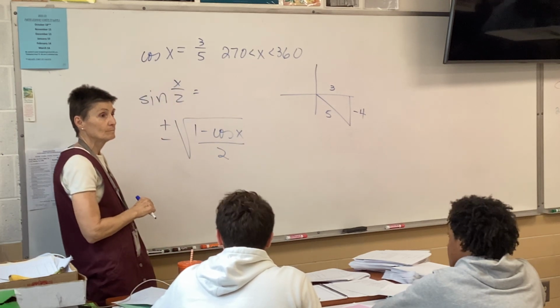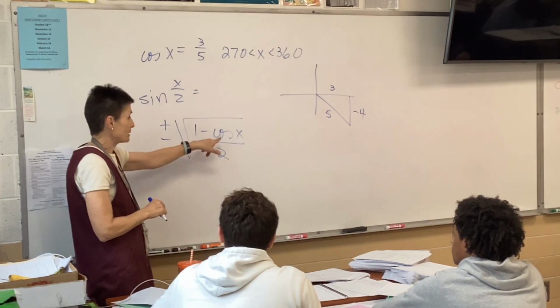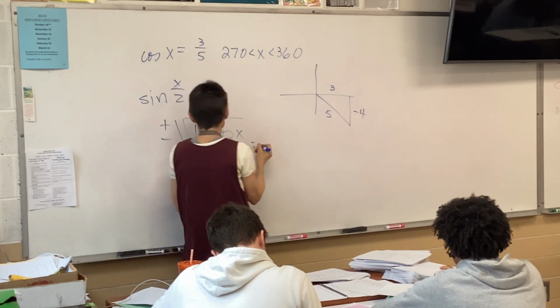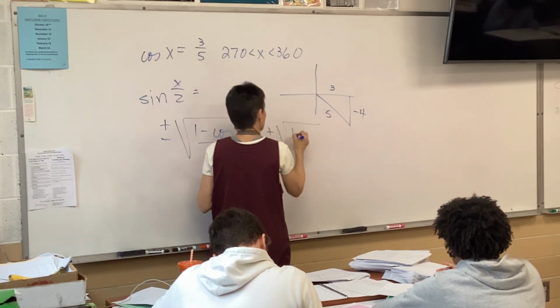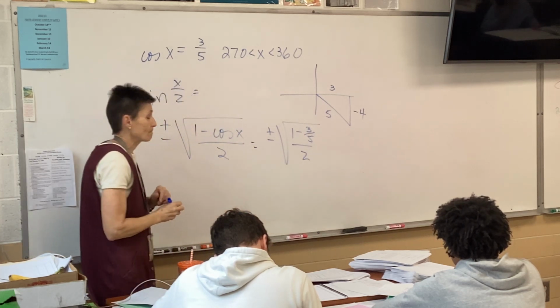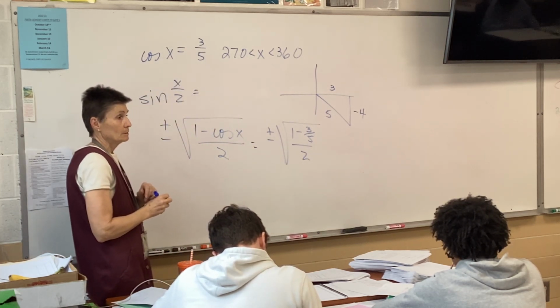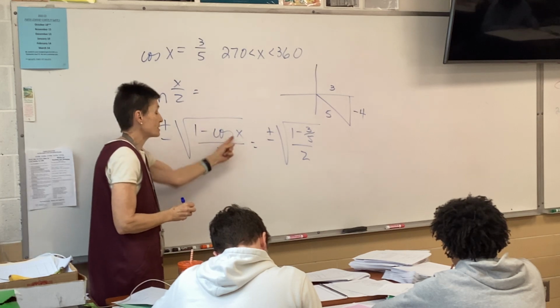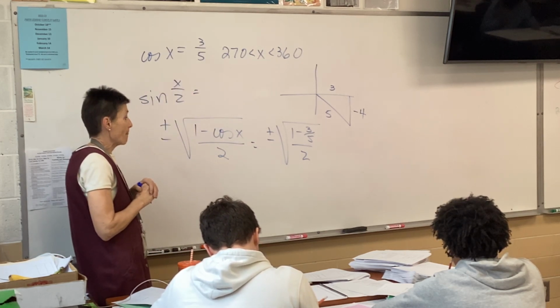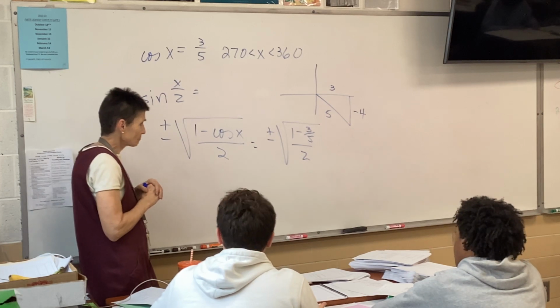Could you plug 3/5 in? So now I'm going to plug in 3/5 for the cosine. That's what the cosine is. So 1 minus 3/5 over 2. Because that's the cosine. I didn't even really need my picture because they gave that to me. Wouldn't it be negative?